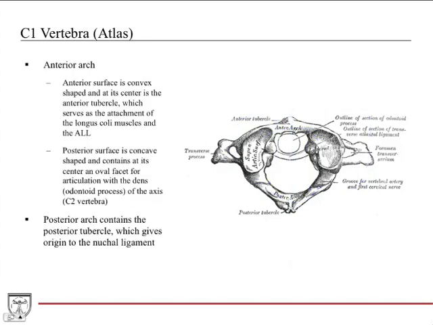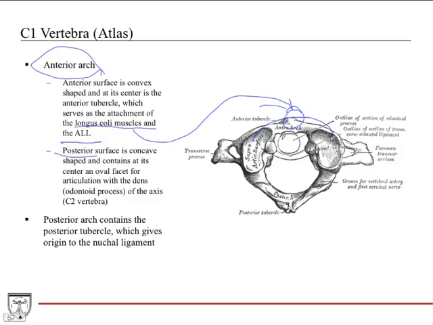Now, let's talk about the anterior arch. It has a convex shape to it like this, okay? And at its center, on its anterior surface, it has the anterior tubercle, which is right here. And this serves as the attachment for the longus colli muscles, which are muscles in the anterior portion of the spine. We'll get more into those in the head and neck lectures in Chapter 7. It's also the attachment point of the anterior longitudinal ligament, which is a thick fibrous ligament that runs down the anterior surface of all the vertebrae in the spine.